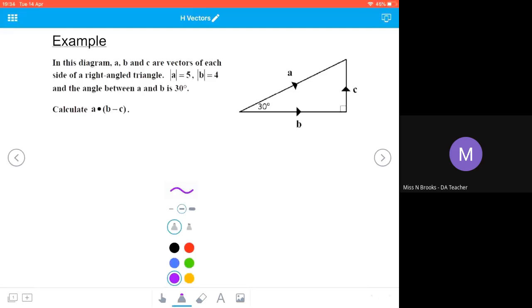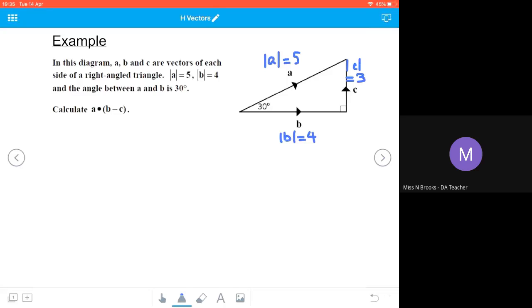So in this diagram, A, B, and C are vectors of each side of a right-angled triangle. Now let's annotate this diagram. We're being told that A has a magnitude of 5 and B has a magnitude of 4. Now we want to know what the magnitude of C is, and we can do 5 squared, take away 4 squared and square root it, or we can recognize that it's a 3, 4, 5 triangle, and so the magnitude of C is going to be 3.